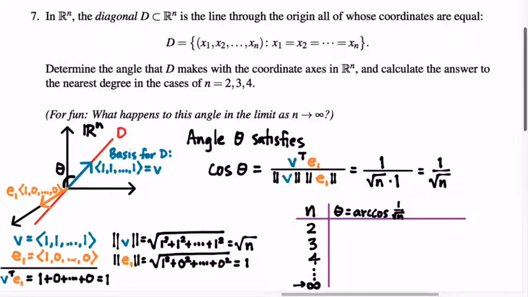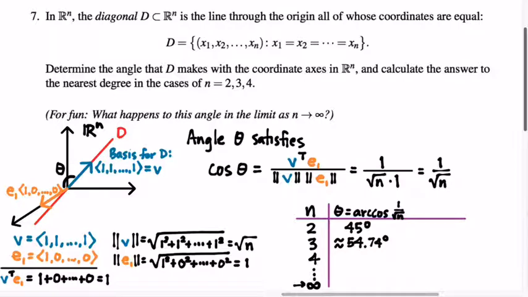The arc cosine of 1 over the square root of 2 is 45 degrees, showing that in 2 dimensions the diagonal makes a 45-degree angle with the coordinate axes. That you can convince yourself in the xy plane without too much difficulty. In 3 dimensions, we get the arc cosine of 1 over the square root of 3, which we'll need a calculator to approximate as about 54.74 degrees.